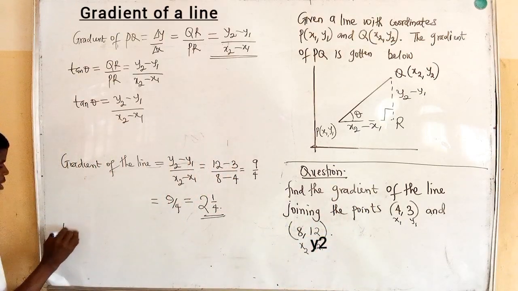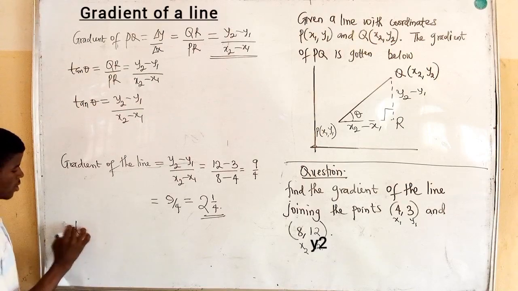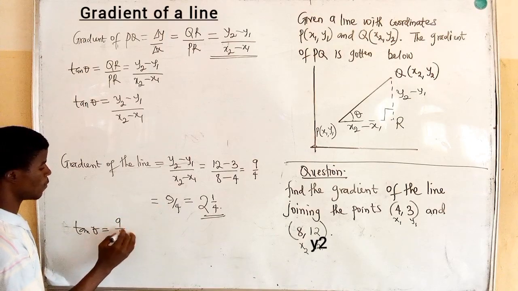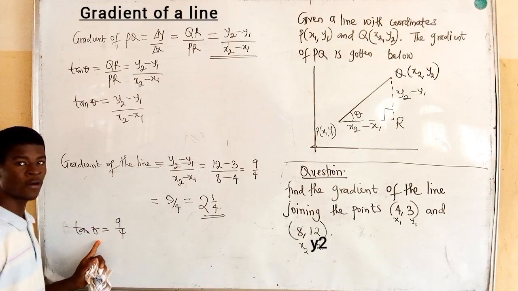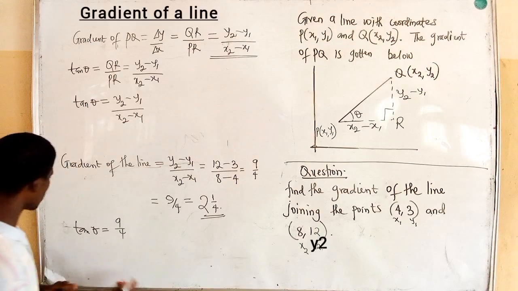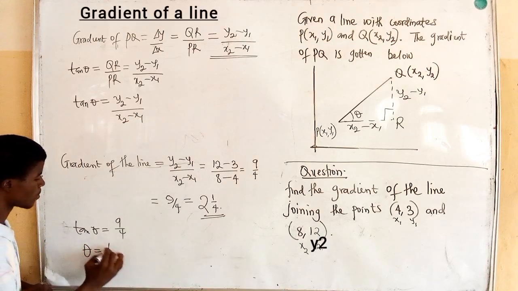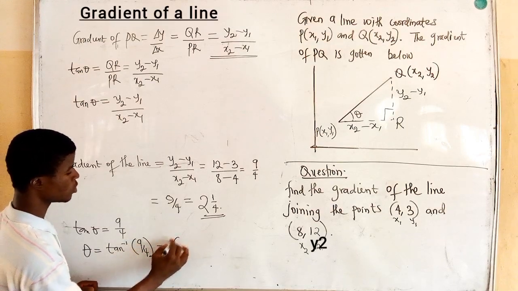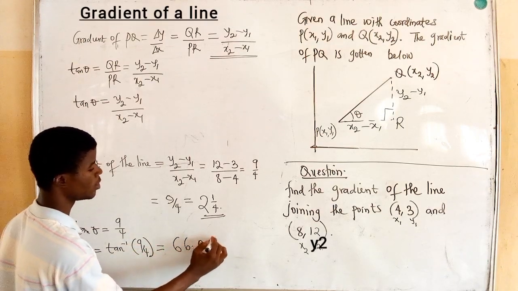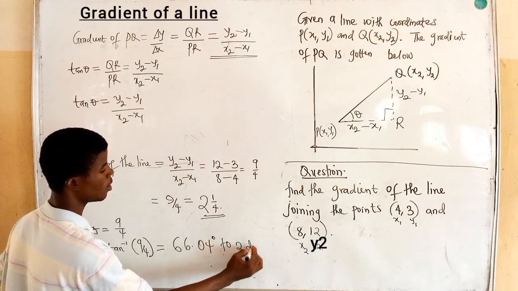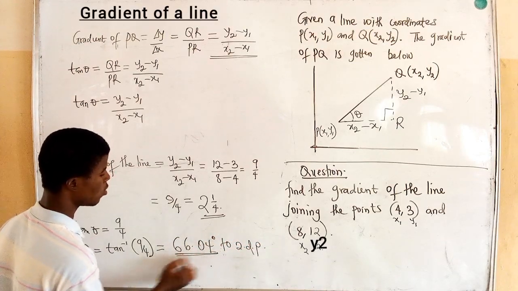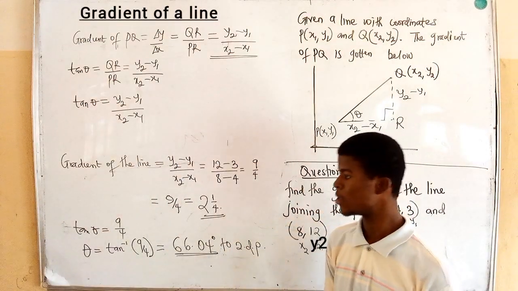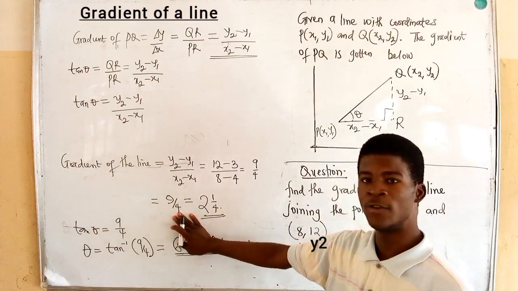It's simple. Tan theta is equal to the gradient. That is 9 over 4. So to make theta the subject of the formula, you take the tan inverse of both sides. Hence, theta is equal to the tan inverse of 9 over 4. And this will produce 66.04 degrees to 2 decimal places. So this is the angle of slope that the line joining these 2 points makes with the positive x-axis. And this is the gradient of the straight line.